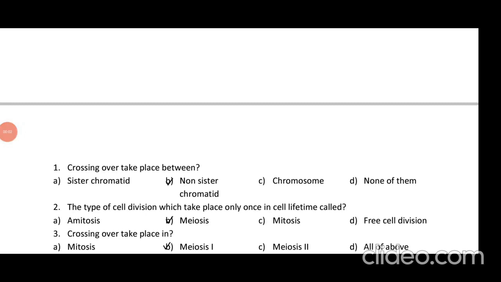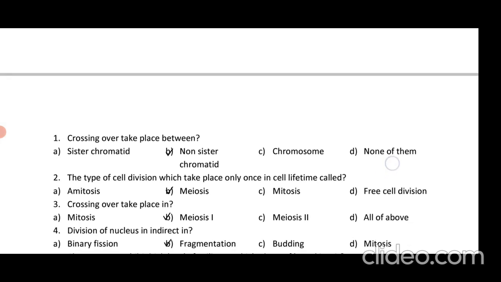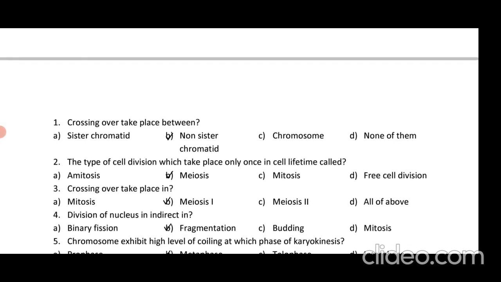Crossing over takes place between non-sister chromatids. The type of cell division which takes place only once in lifetime is called meiosis. Crossing over takes place in meiosis 1. Division of nucleus is indirect in fragmentation.